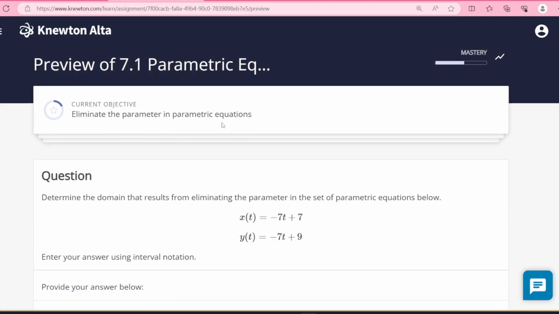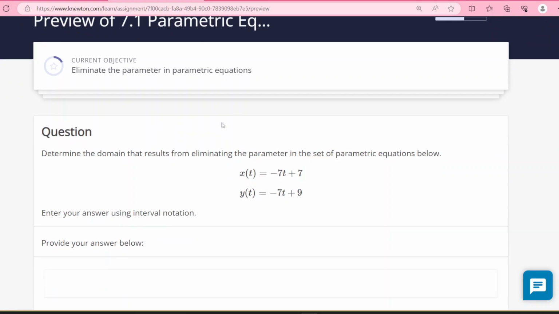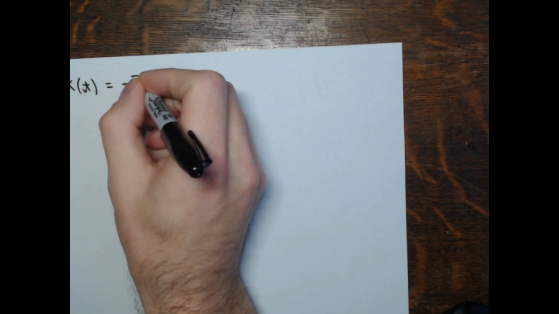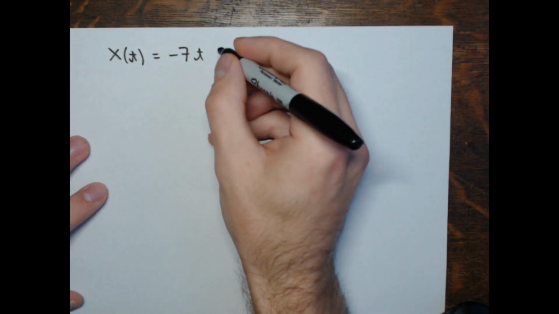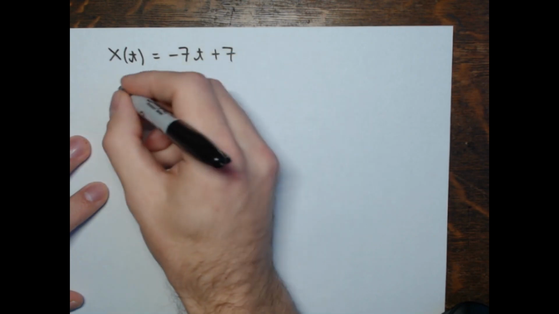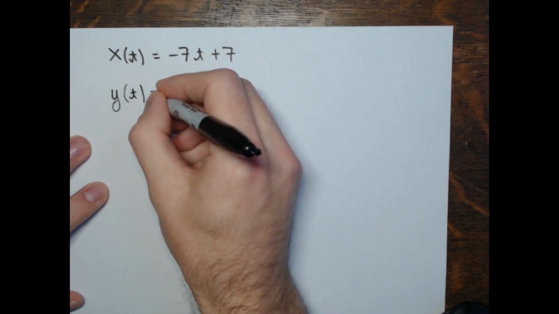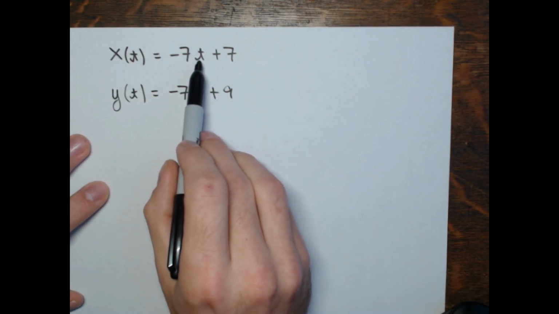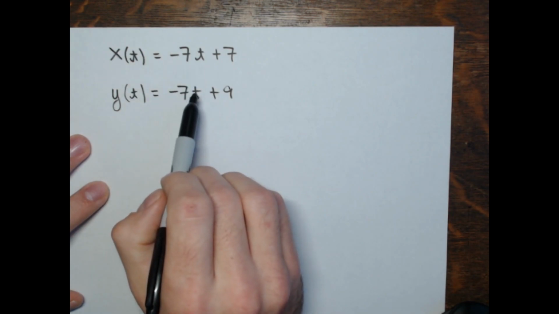Now we're asked to go back to this eliminate the parameter deal again. You can solve for t if you want, but here's something I'm noticing: they both have this negative 7t involved. So again, we have x of t is negative 7t plus 7, and y of t is negative 7t plus 9. Now again, like we did earlier, you can solve for t in one equation and substitute into the other one.